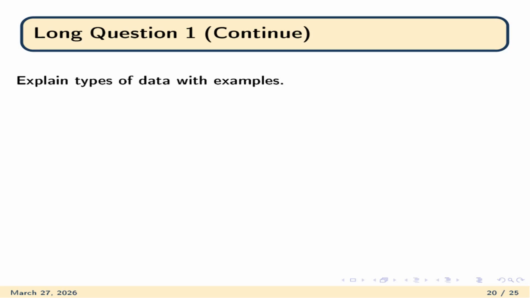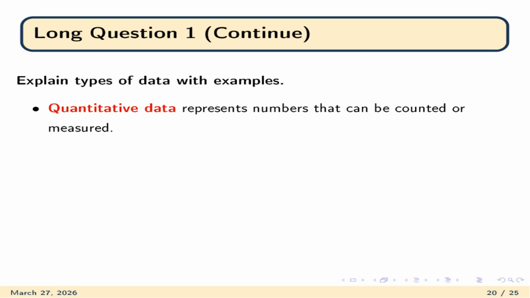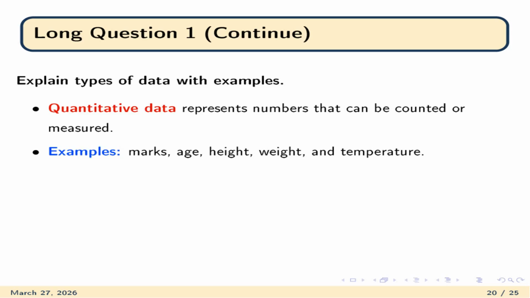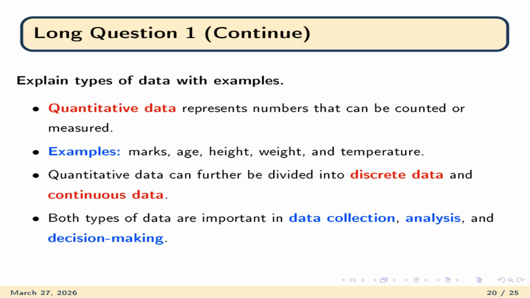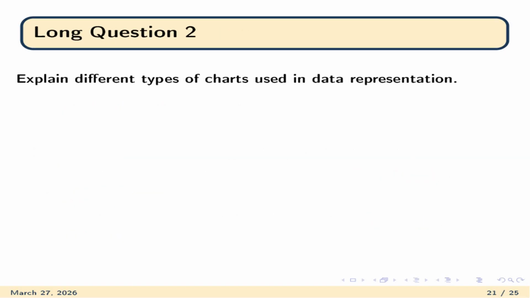Quantitative data represents numbers that can be counted or measured. Example, marks, age, height, weight, and temperature. Quantitative data can further be divided into discrete data and continuous data. Both types of data are important in data collection, analysis, and decision making.